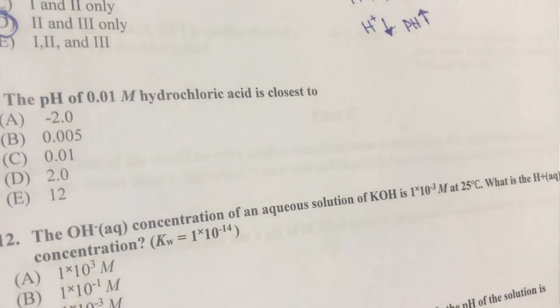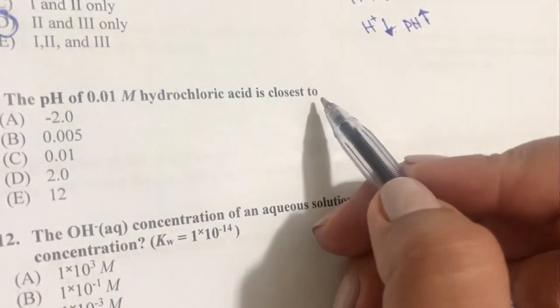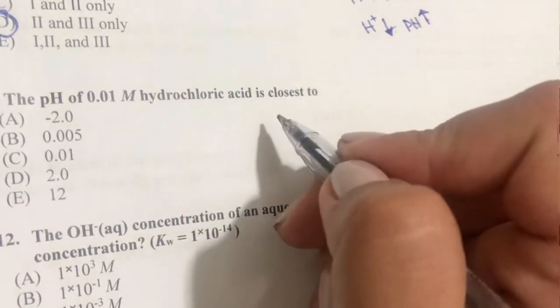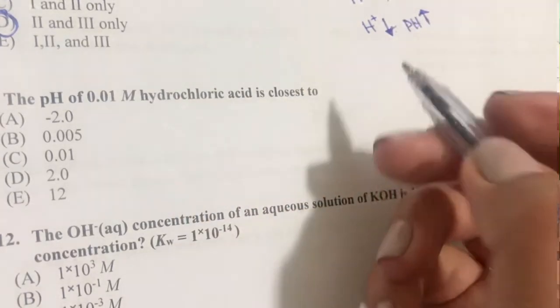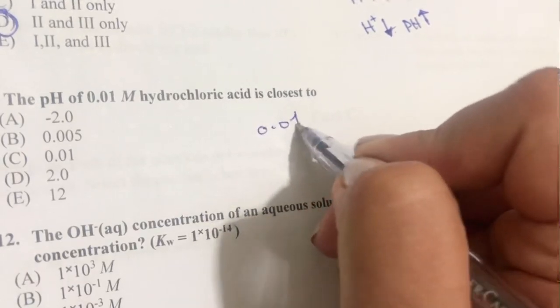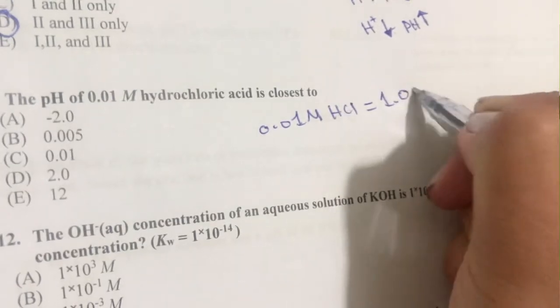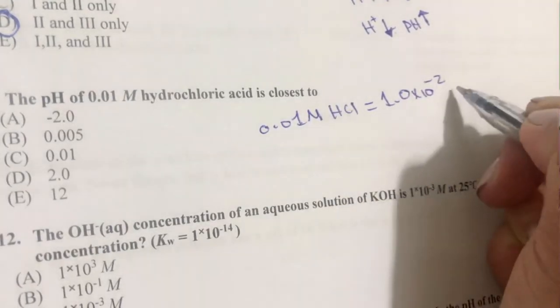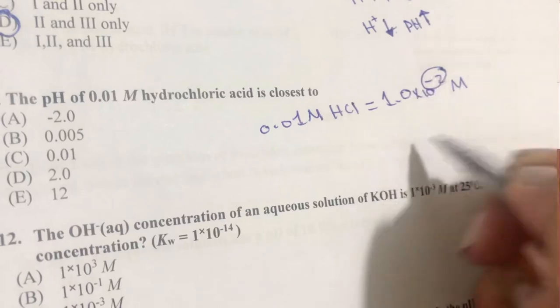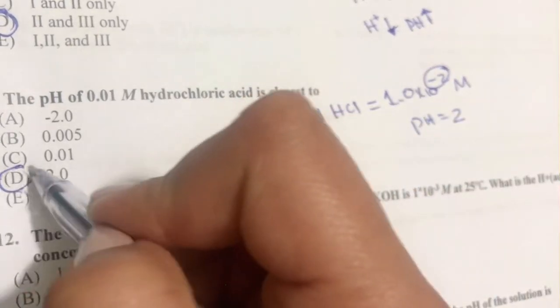Question 11. The pH of 0.01 molar hydrochloric acid is closest to. Okay, what is the relation between pH and the concentration of hydrogen? 0.01 molar HCl equals 1 times 10 to the power negative 2 molar. So pH equals 2. The answer is D.